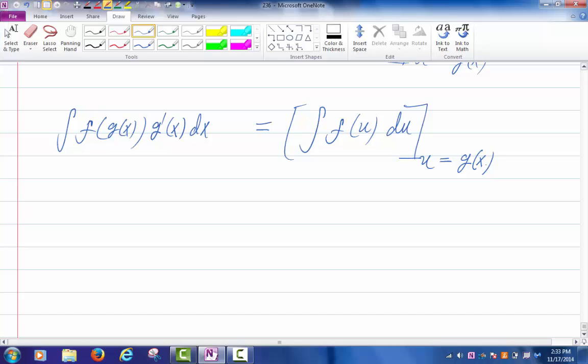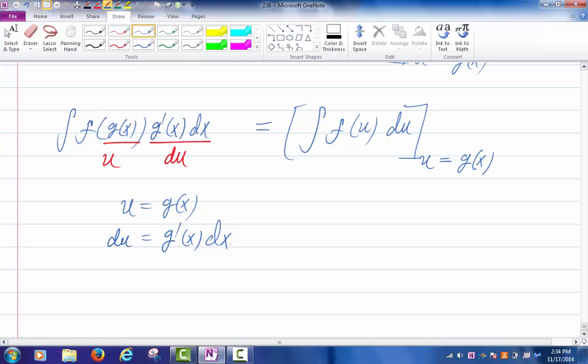So remember, this is what we obtained by using the chain rule in reverse. Now, notice the effect of using the chain rule in reverse. The effect is nothing but differentials. To go from the left-hand side to the right-hand side, you took g of x to be u, and you took g prime of x dx to be du. If I make those substitutions on the left-hand side, I exactly get the right-hand side.